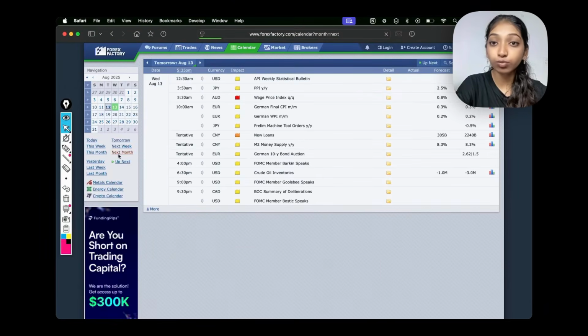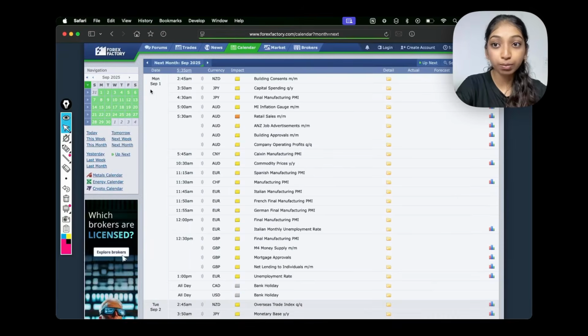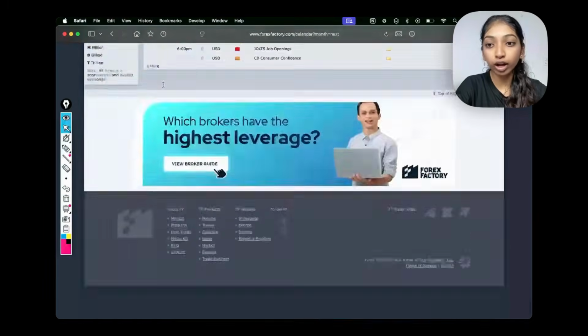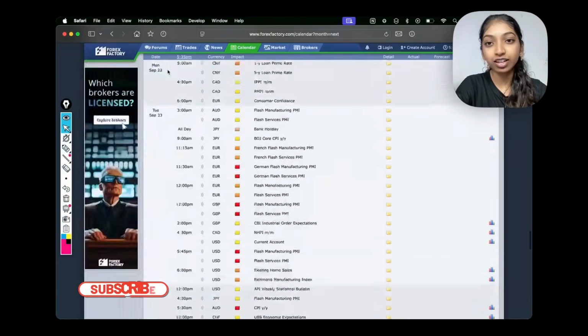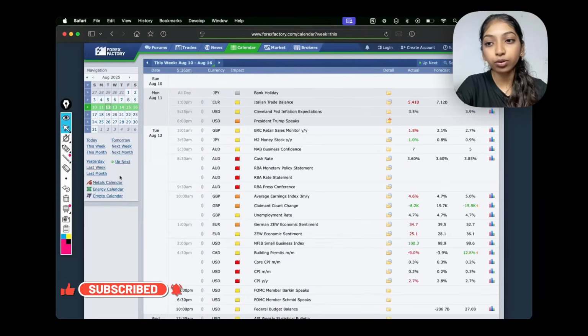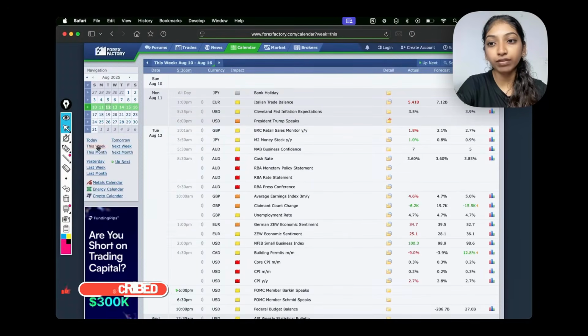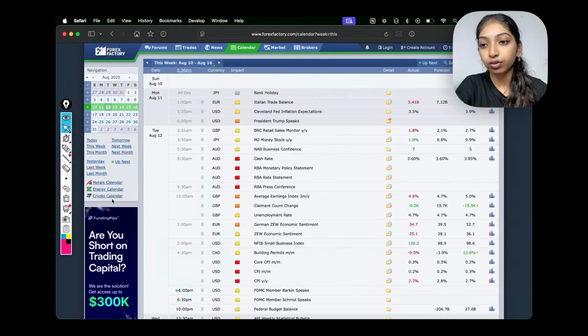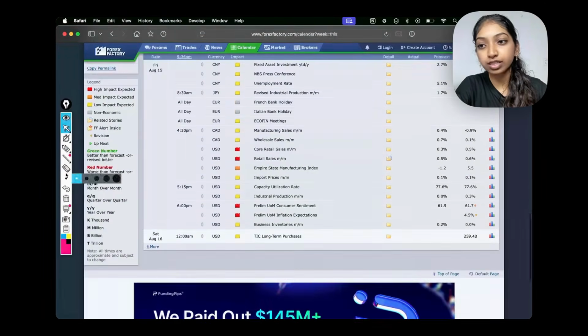If I click on next month, it'll show me next month's news from September 1st all the way to September 30th. See? But for now, I'm just going to stick to this week right here. So that's just a quick little navigation bar you can hop into, and that's basically it. If you scroll down just a little bit, this is the one we're looking at.